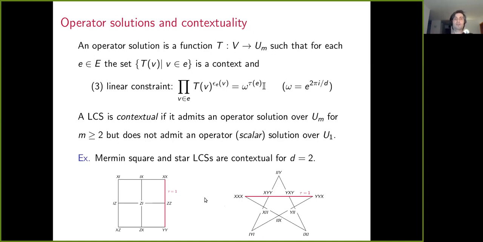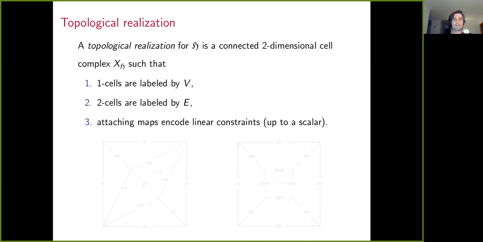So the first step is to reinterpret these hypergraphs as a topological space. I can define a topological realization for a hypergraph, which is a connected two-dimensional cell complex, whose one-cells are labeled by the vertices of the hypergraph, and whose two-cells are labeled by the edges of the hypergraph. And the attaching maps of this cell complex are going to encode the linear constraints, but up to a scalar. This up-to-a-scalar part will be defined more explicitly when I talk about the classifying space for contextuality. It amounts to taking a quotient with respect to the scalars.